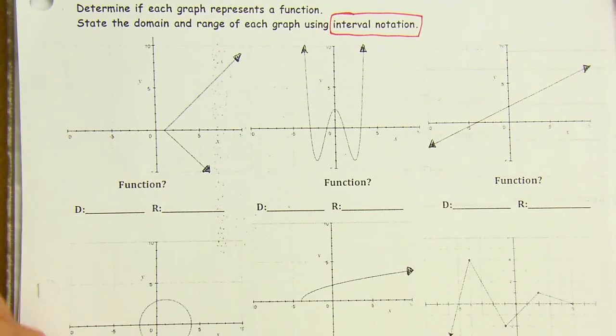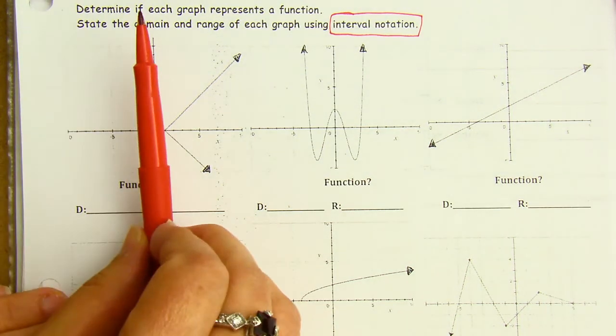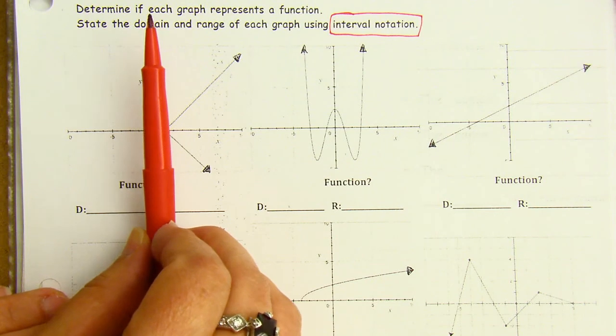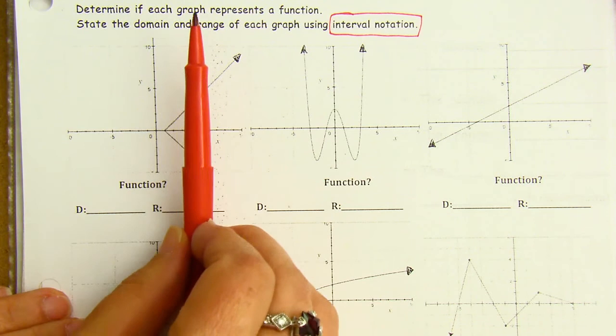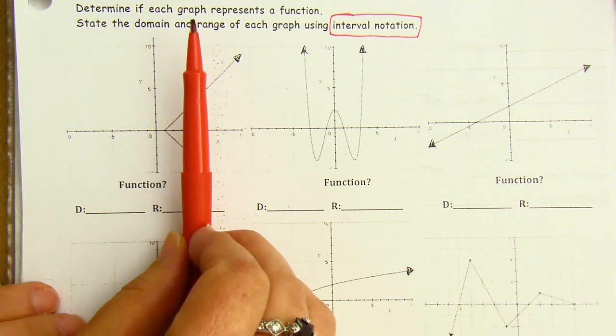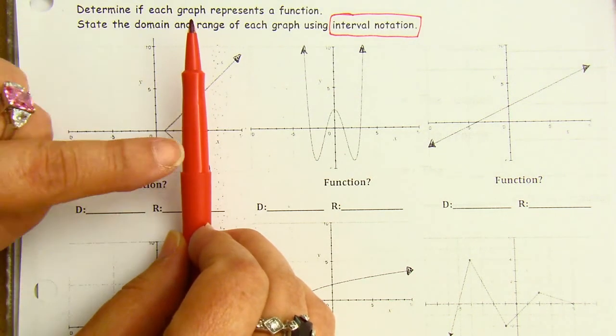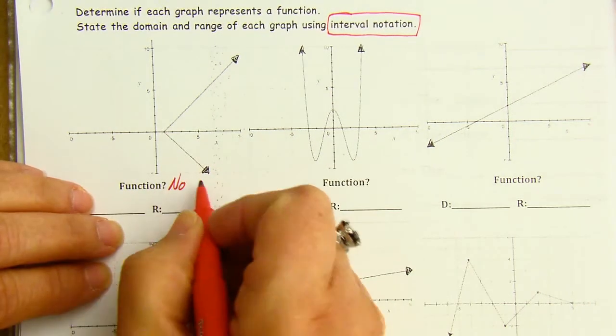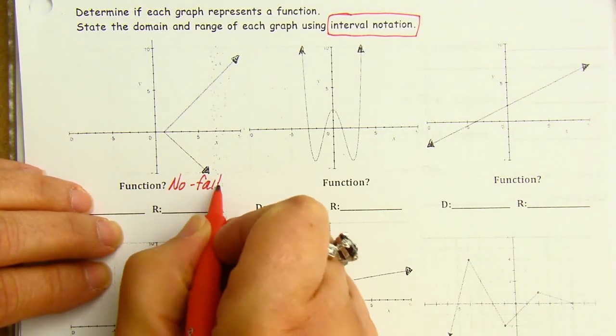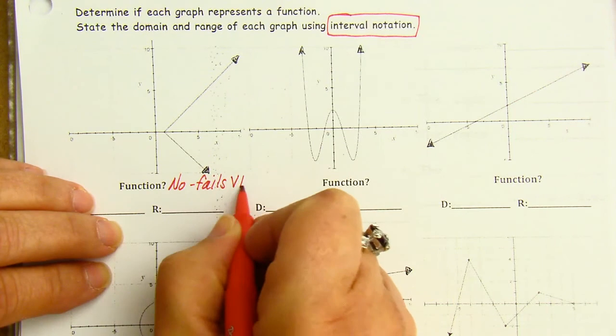Determine if the graph represents a function. Well, what have you learned in the last lesson that tells you if a relation is a function if you graph the ordered pairs? Yes, we use the vertical line test. So I'm going to take my marker here as my vertical line, and I'm going to just go right through it. Well, I see that if I draw a vertical line here, I am going to touch it in two places, one here and one here. So this is not a function. So I'm going to say no, fails vertical line test.